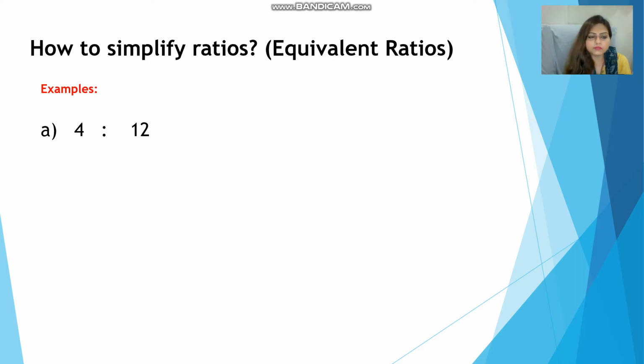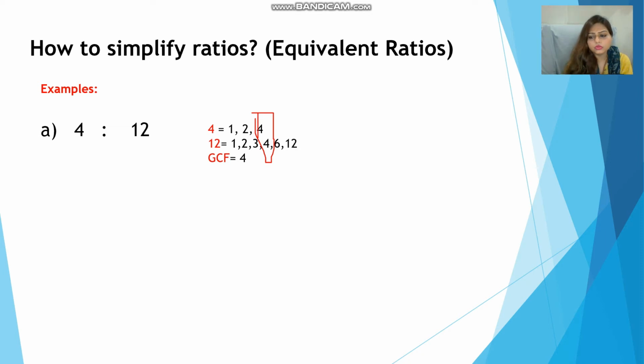So what do you think, what number goes in both 4 and 12? You can say 2, but think of a number greater than 2 which goes in both 4 and 12. Yes, you are right. It is 4. So the greatest common factor of both numbers in the ratio is 4.